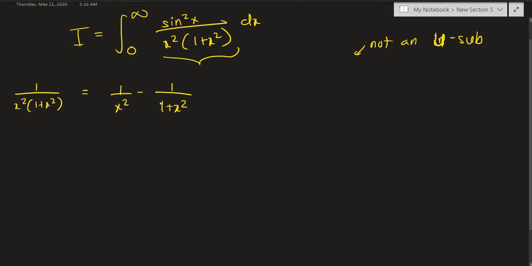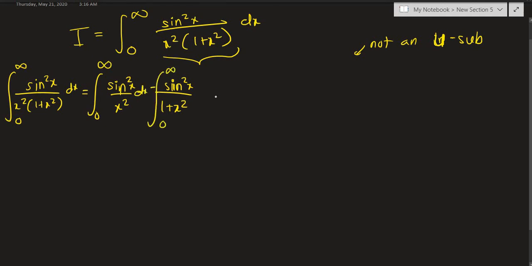What did we take out from the integrand? We took out just the denominator. So why don't we multiply both sides by the numerator, sine squared x? So we have sine squared x over x squared minus sine squared x divided by 1 plus x squared, and then we integrate both sides with respect to x from 0 to infinity, dx minus the integral from 0 to infinity of this thing dx.